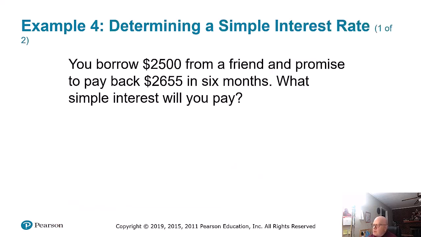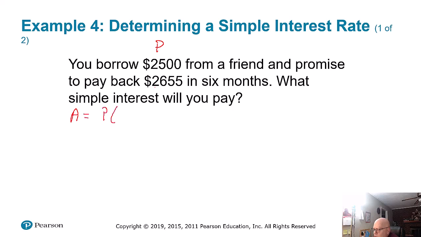And let's pick up one more example. On the other side, let's suppose you borrow from a friend. Probably not the best idea. How about borrowing from someone at the bank instead? Okay, so this is going to be the principal. You promise to pay back $26.55 in 6 months. What simple interest will you pay? Okay, you feel like you ought to be confused. Well, I'm sorry, but you're not going to get confused.